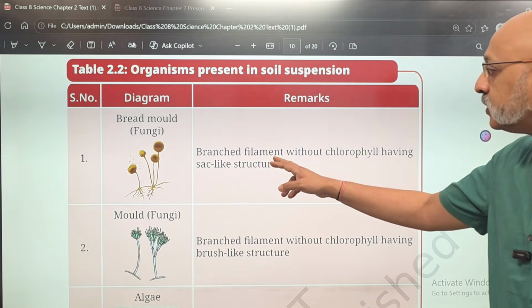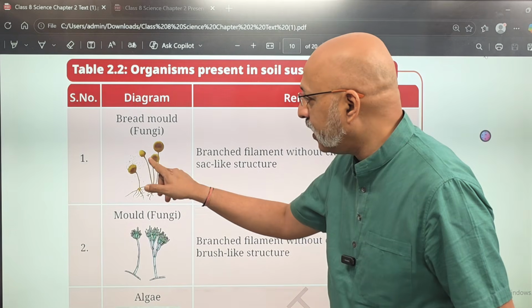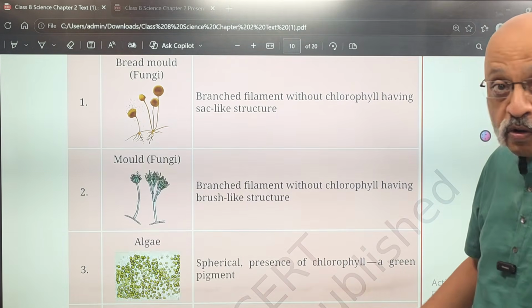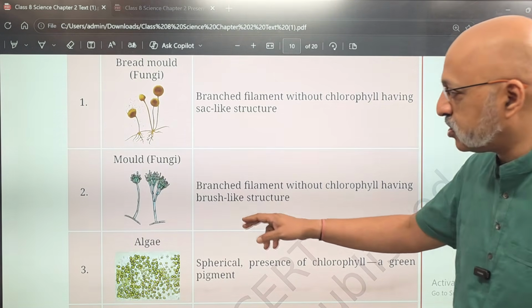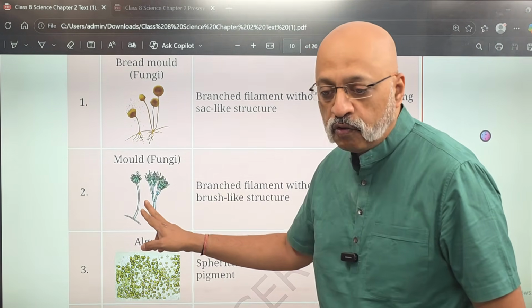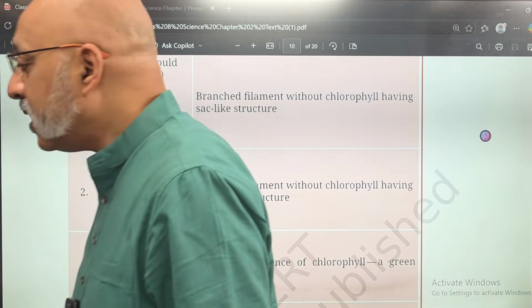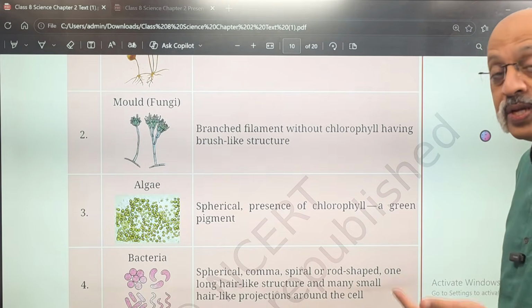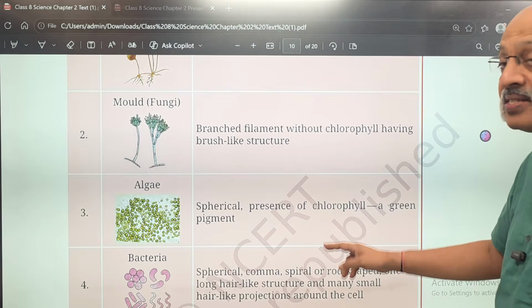These are branched filaments without chlorophyll having sac-like structures. You see these kinds of structures on the top. Then there is this mold, which is also a form of fungus, branched filament without chlorophyll having brush-like structure. This is another kind of fungus. Now, this one, the mold fungus, is multicellular in nature. Then algae, which can be both unicellular and multicellular, are spherical, with the presence of chlorophyll, which is a green pigment.